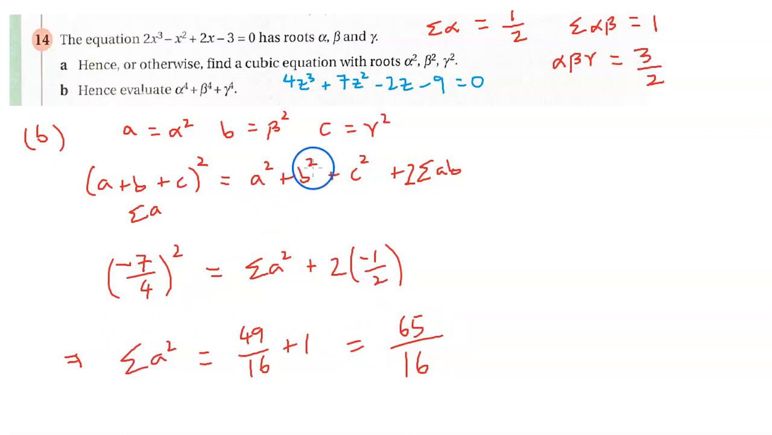And of course, A squared plus B squared plus C squared, which I've written as the sum of A squared, is alpha squared squared plus beta squared squared plus gamma squared squared. So that is alpha to the 4 plus beta to the 4 plus gamma to the 4, which is what we were looking for in part B.